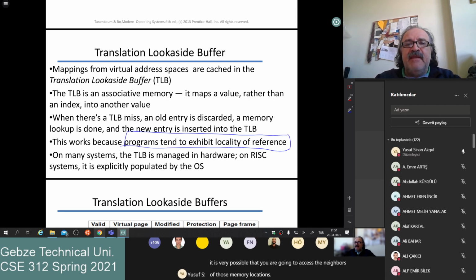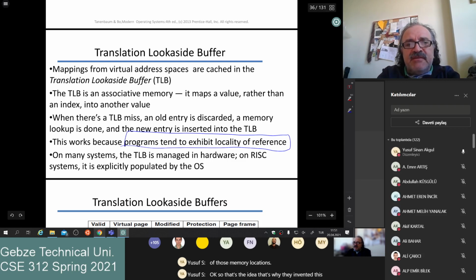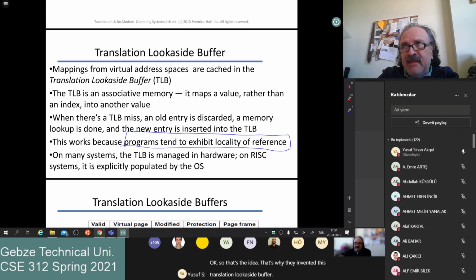Okay, so that's the idea. That's why they invented the translation look-aside buffer. As always, with cache memories, the TLB is an associative memory. That means instead of accessing the values of an associative memory with an index, it maps a value to another value. So you give it the virtual page number, it finds it in the memory and gives you the corresponding physical frame back if it has it. If it doesn't have it, then it is going to say that it's a miss.